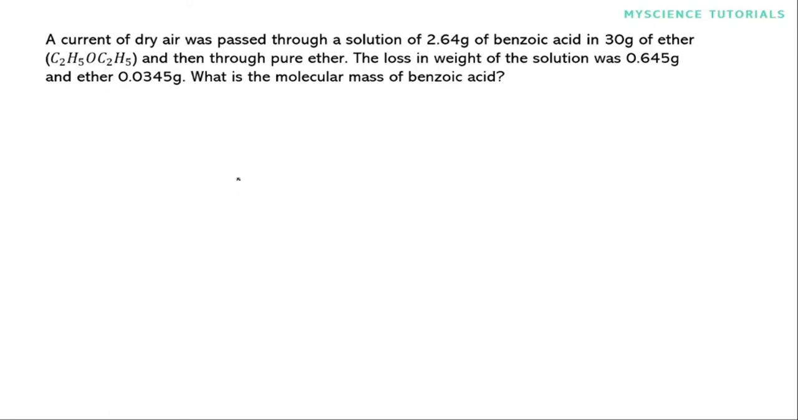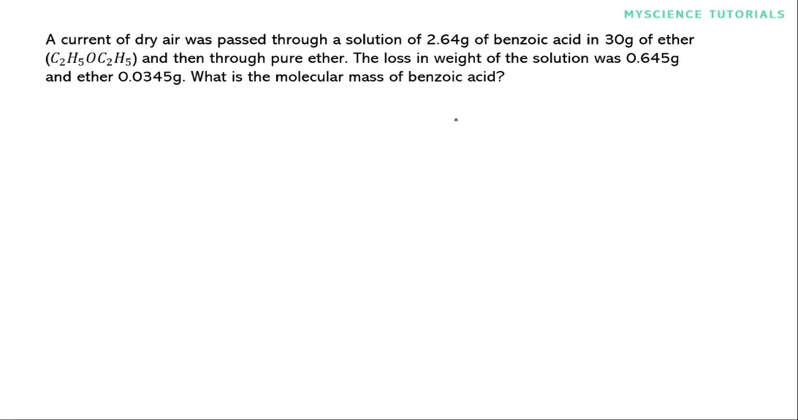So we have: a current of dry air was passed through a solution of 2.64 gram of benzoic acid in 30 gram of ether, and then through pure ether. The loss in weight of solution was 0.645 grams, and that of ether was 0.0345 gram. What is the molar mass of benzoic acid?